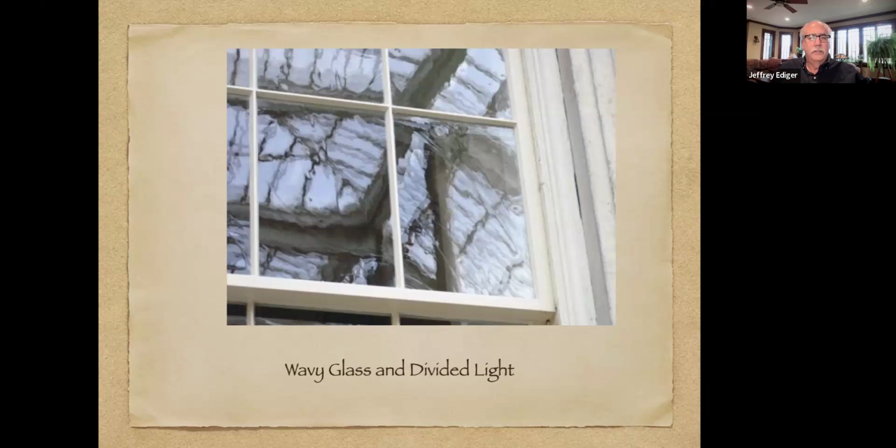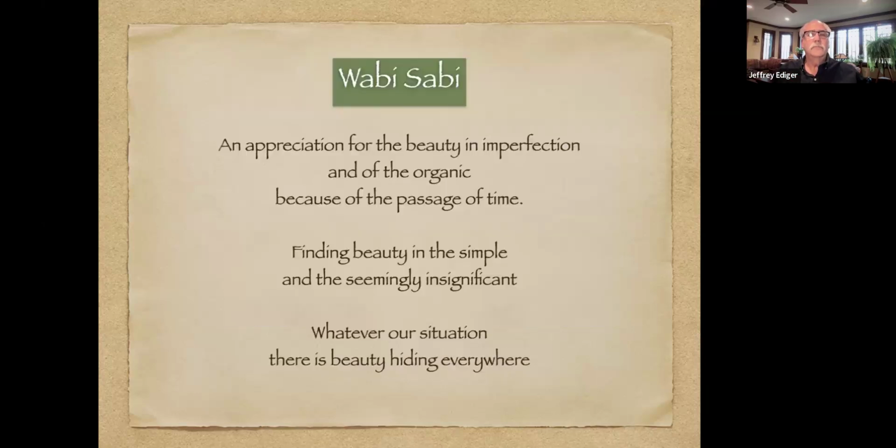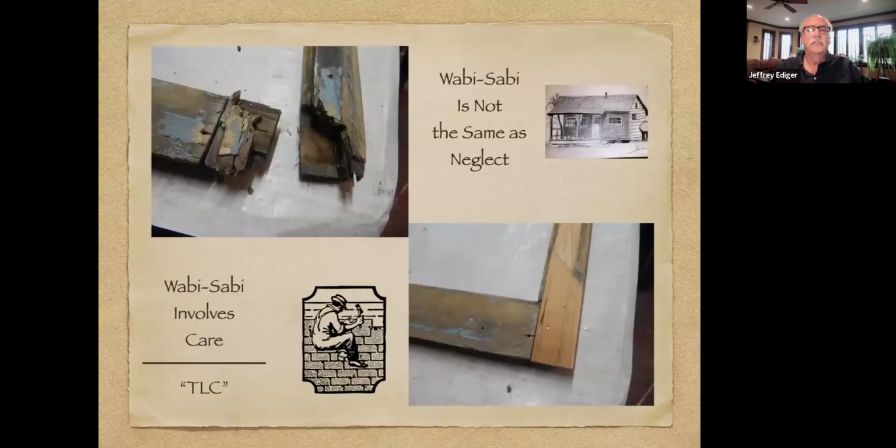And what's fascinating to me is these imperfections have now become aesthetic richness. The wavy glass is beautiful, and the divided light as well. Wabi-sabi is an appreciation for the beauty in the imperfection and the organic because of the passage of time. It's finding beauty in the simple and the seemingly insignificant. Whatever our situation, there is beauty hiding everywhere. So it includes a lot more than just architecture. I'm just hitting the parts of it.